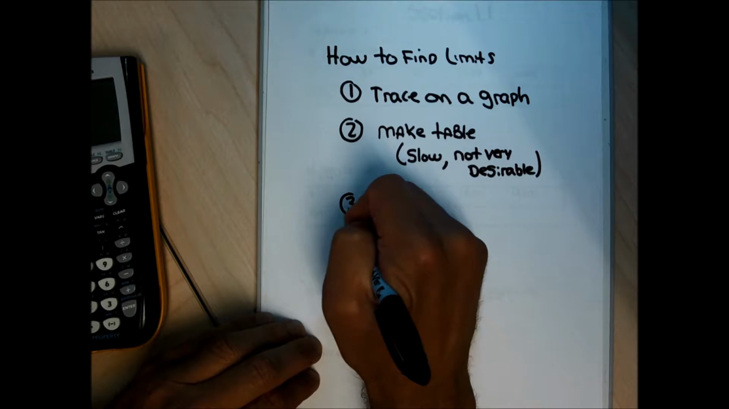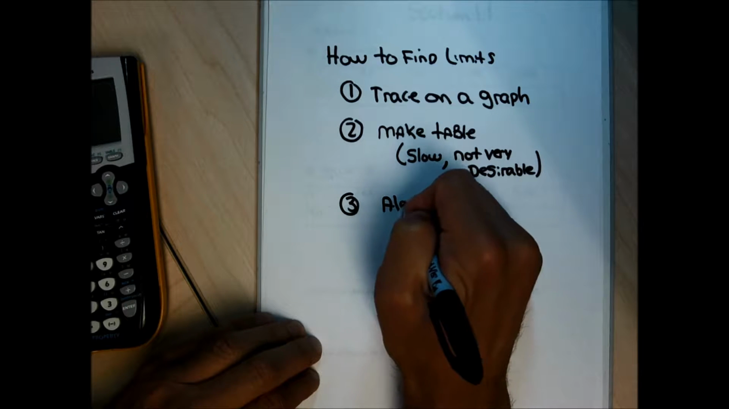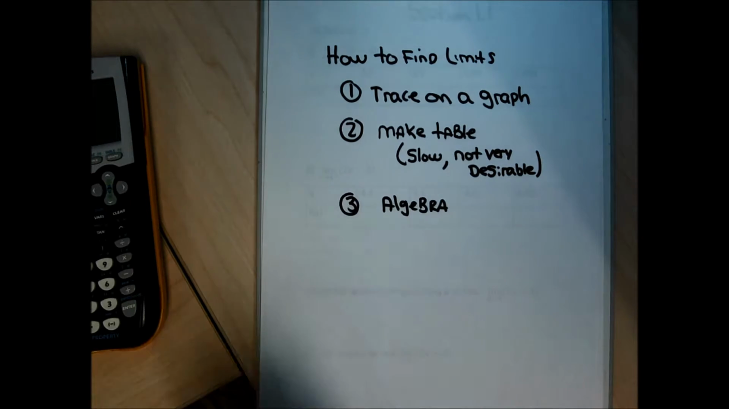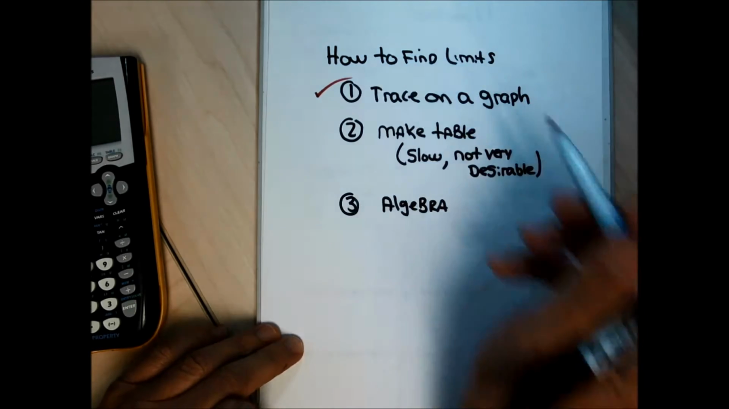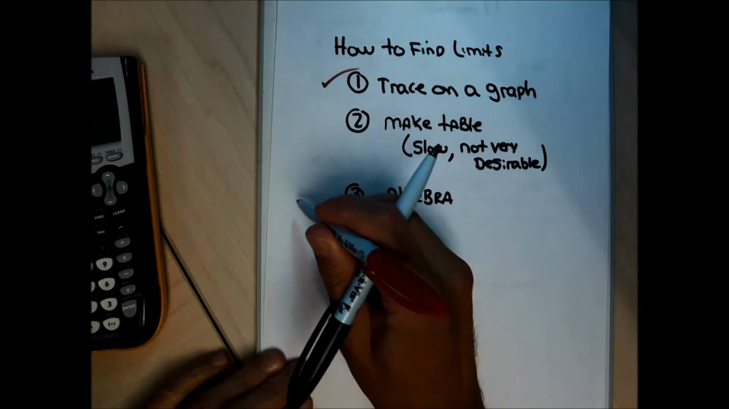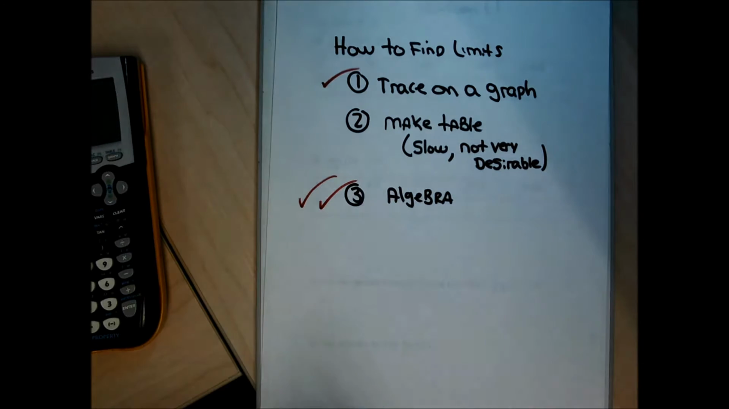And the third way we can find limits is using algebra. So this is what we've done so far, and that would be my first choice. So the easiest way to find a limit is just tracing on a graph. That implies that you have a pretty good graph that you can trace on. If I get a graph to find my limit from, then it's probably easier to find a limit using algebra than it is making a table.